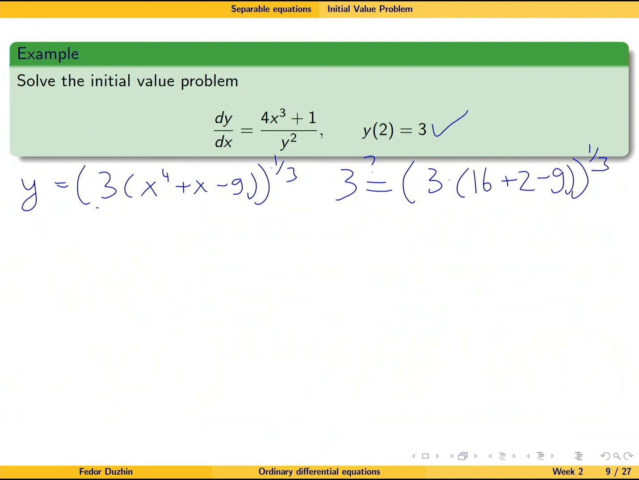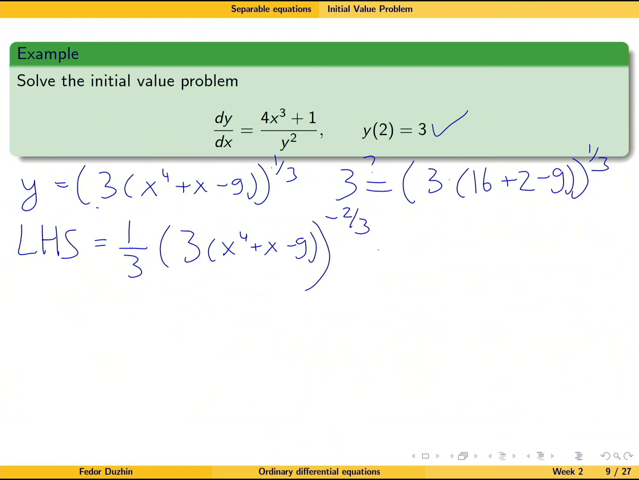The initial condition has been verified. Now let us verify the differential equation. So the left-hand side of our differential equation is dy dx. So let us find dy dx. So here we have the power 1/3. In order to differentiate the power of 1/3, we write 1/3 times 3 times x to the 4 plus x minus 9, and then to the power 1/3 minus 1. 1/3 minus 1 is minus 2/3.